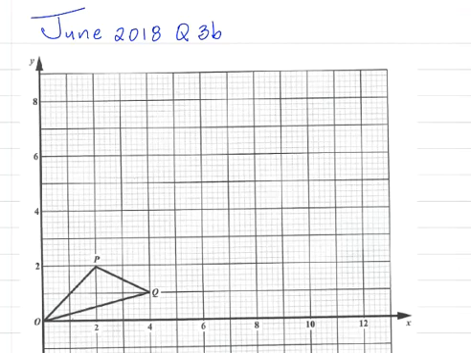June 2018, question 3b. The diagram below shows a triangle OPQ. Part i asks us to state the coordinates of the point Q. Well, that's not difficult.